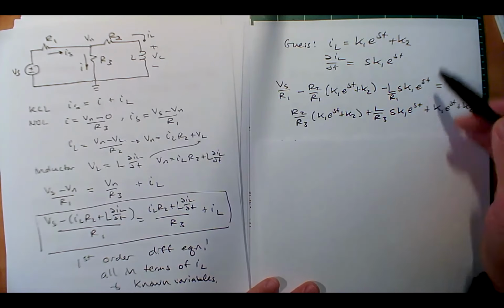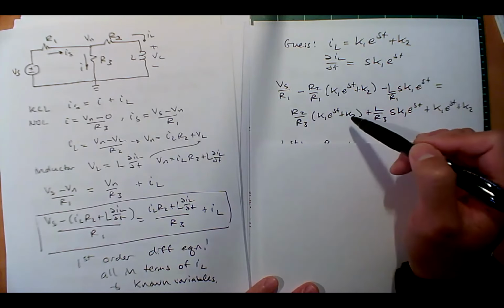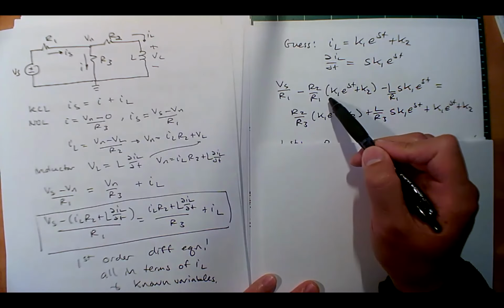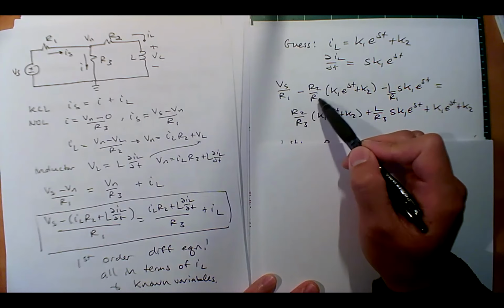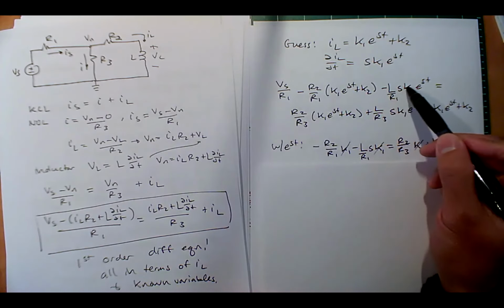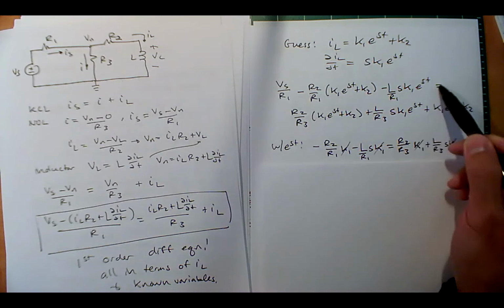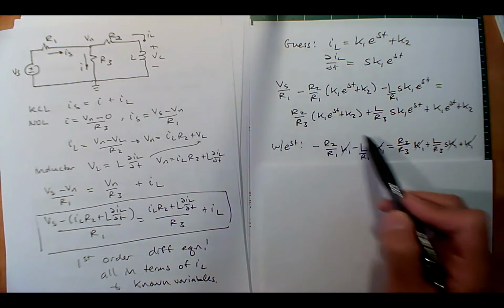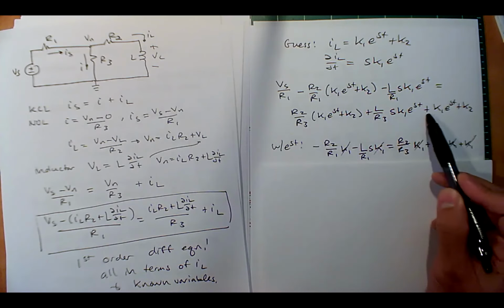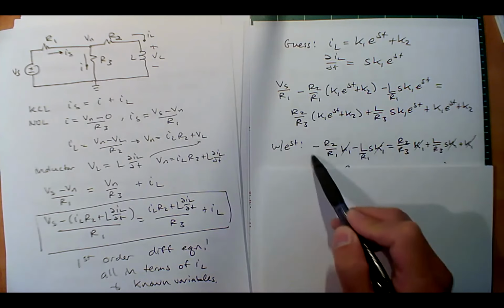That's a lot. So now we go, well, what about the terms with and without e to the ST? Again, we got to be careful. So the first term is minus R2 over R1 K1, good, minus LSK1 over R1, good, equals R2 over R3 K1, good, plus L over R3 SK1, good, plus K1. Oh my gosh, that's a lot, but that's it.